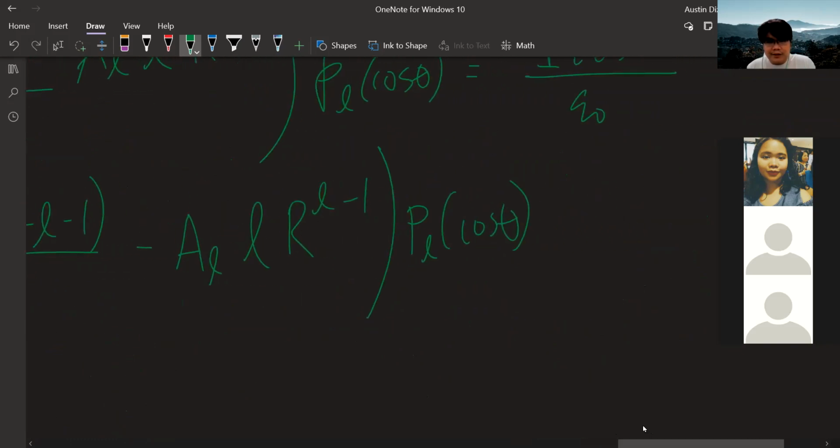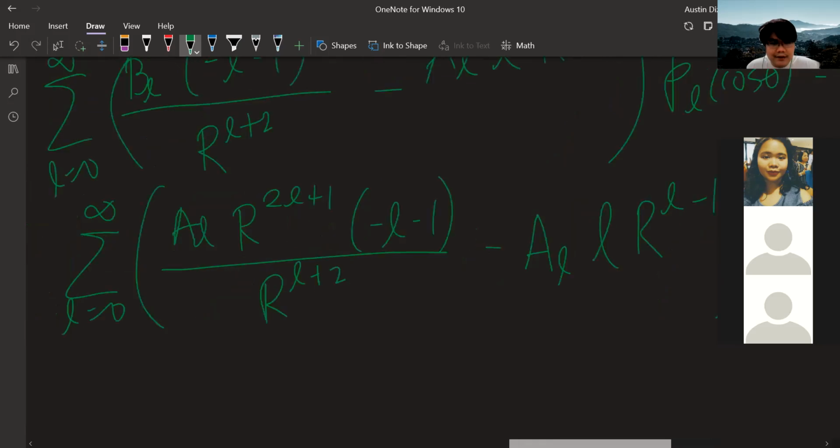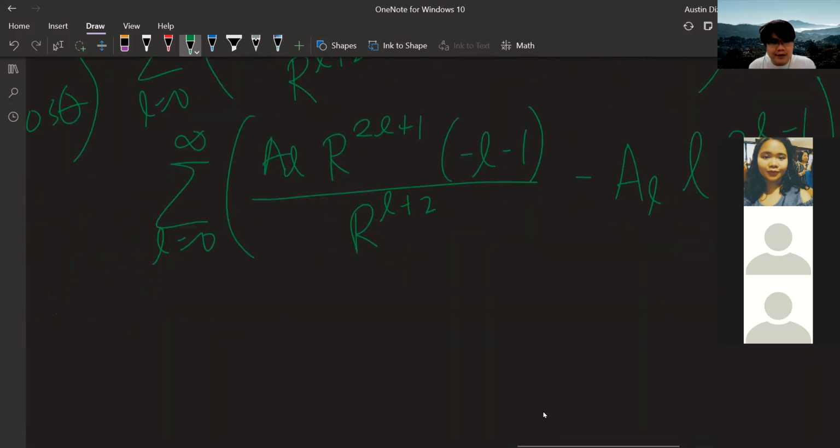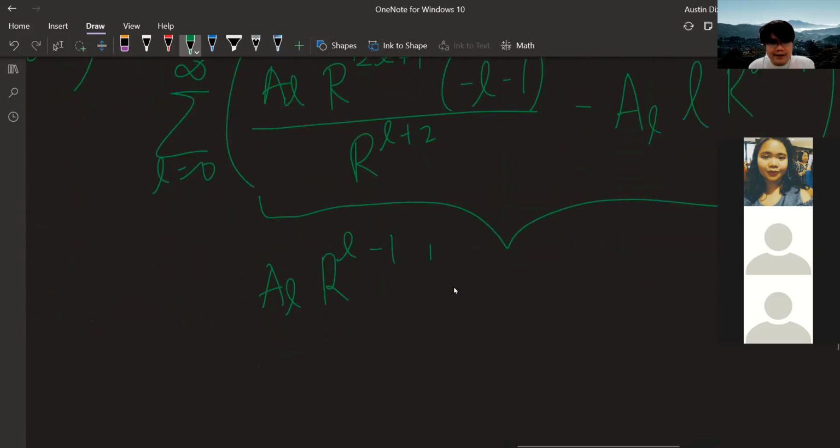Okay. So that's equal to P cosine theta, negative. Okay, so we'll simplify this. So this guy, sulat ko na lang muna, 2l minus l. So that's R raised to l, 1 minus 2. That's negative 1. Okay. And then this is negative l minus 1.